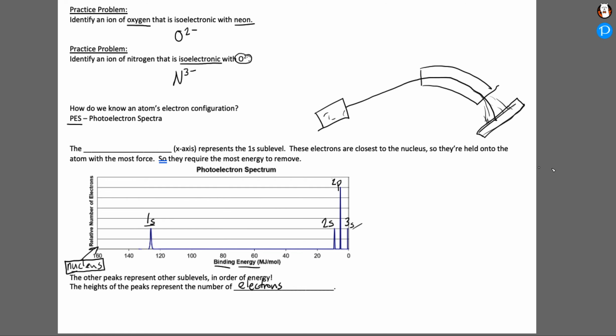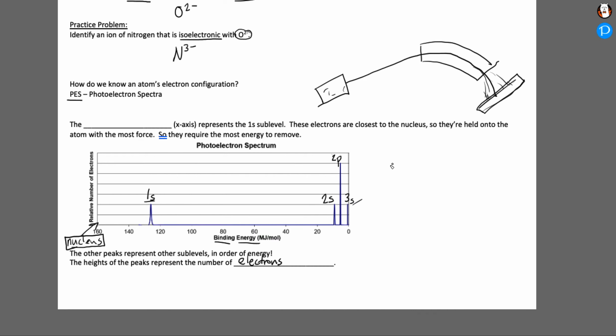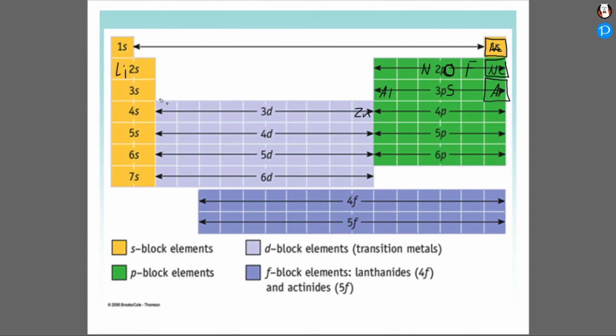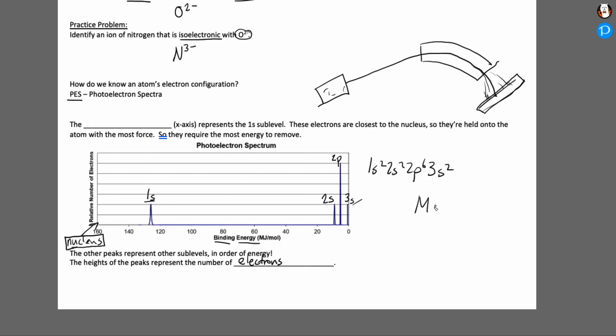So if we look, we've got 1s2, 2s2, 2p6, and then 3s2. So if we come to our blank periodic table, 3s2 would be right here. If I remember correctly, that would be magnesium. And so this readout represents magnesium.